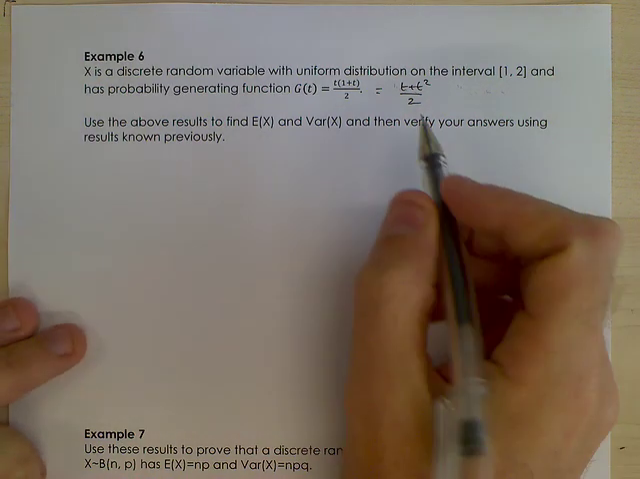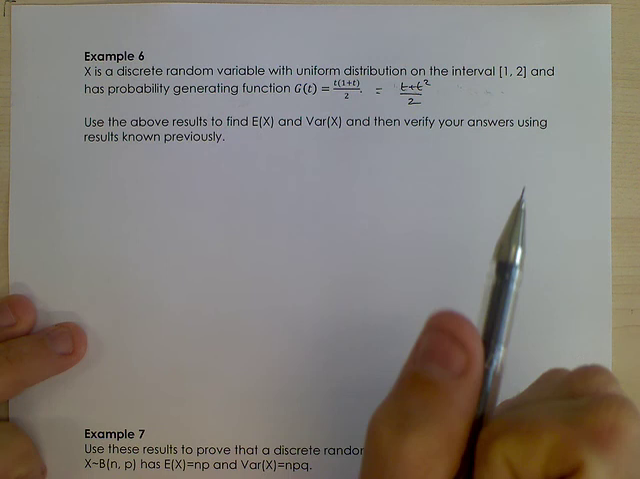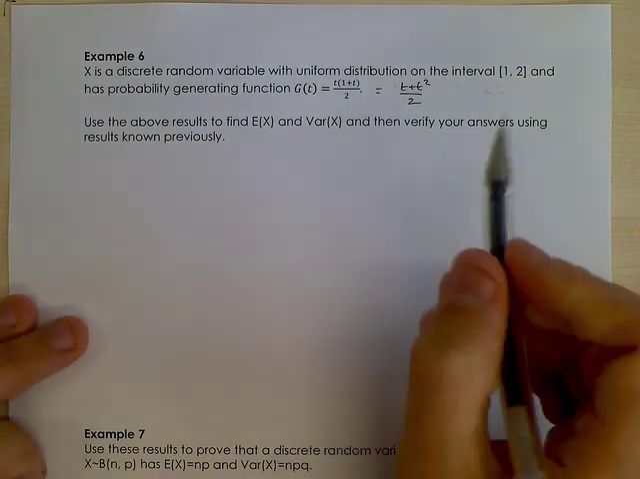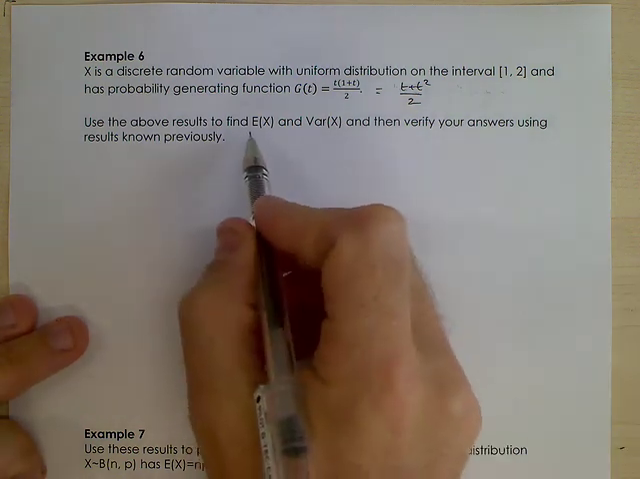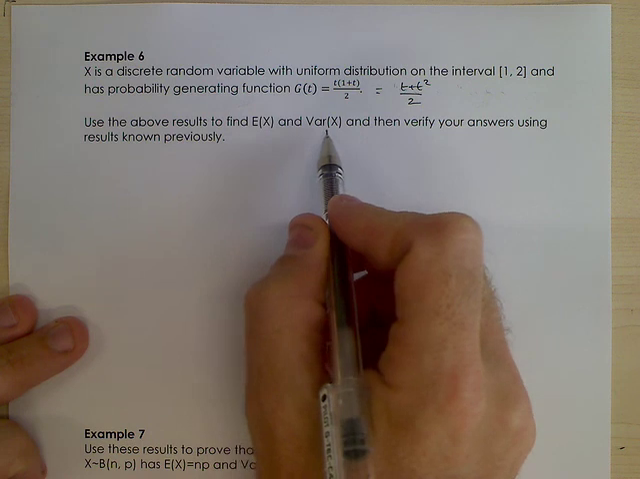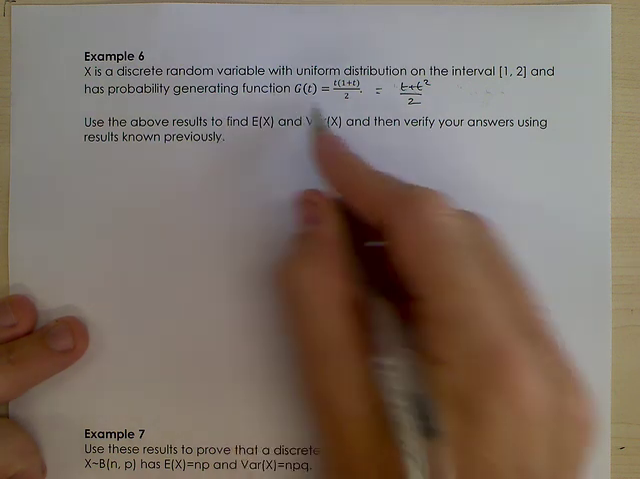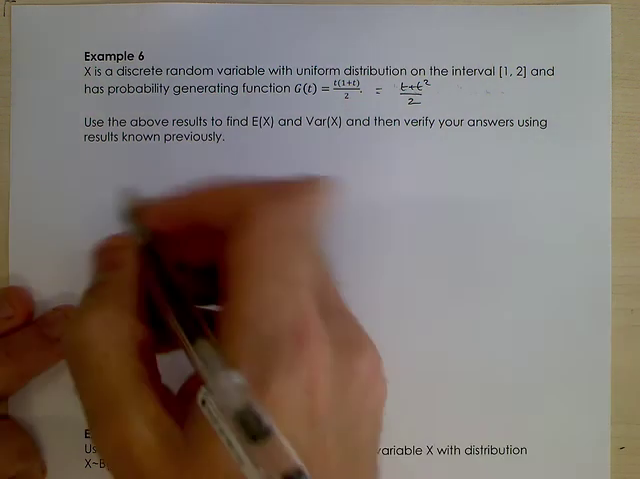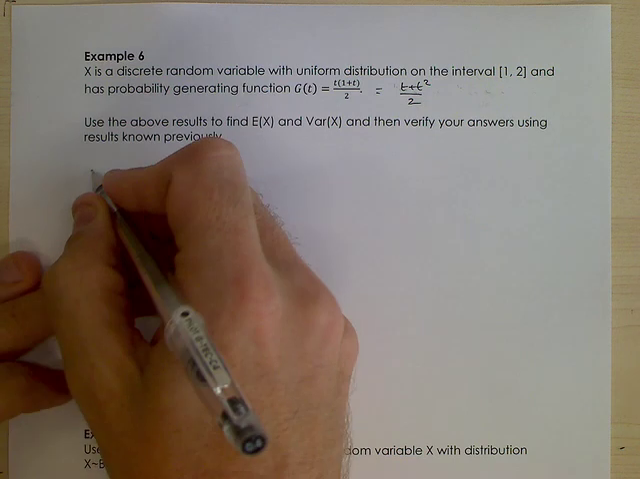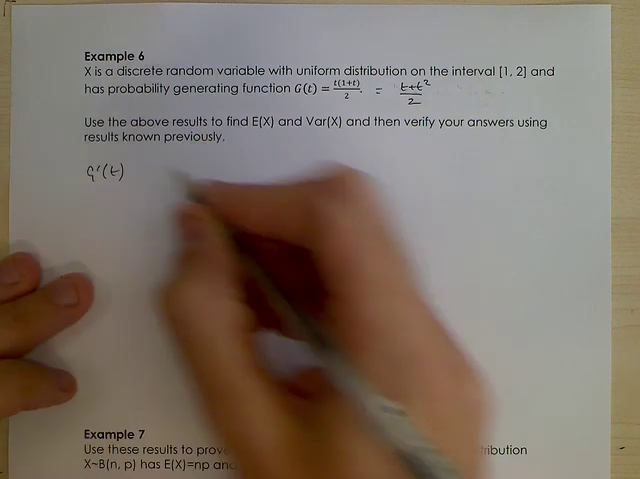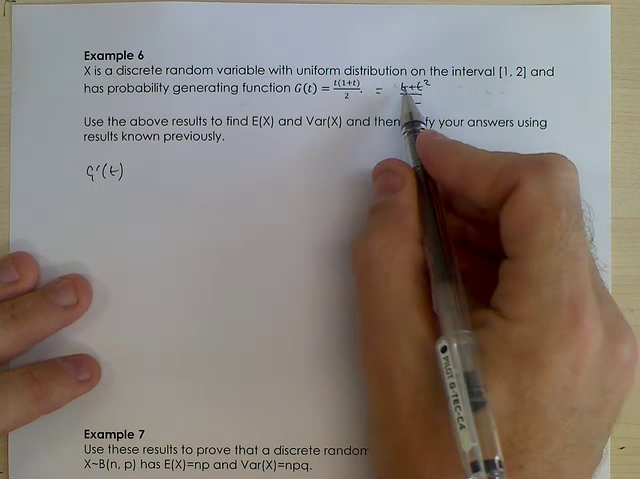Let's take a look at example 6. I'm going to use the results for expectation and variance. So I want to find E of x and variance of x for this, and I'm being given the PGF. So the first thing I want to do is find g dash of t, differentiate this.